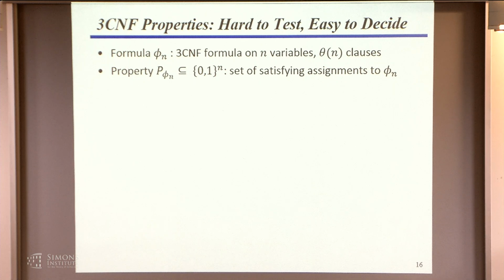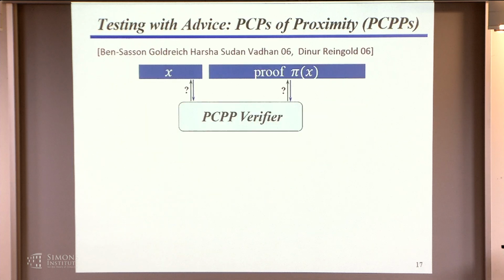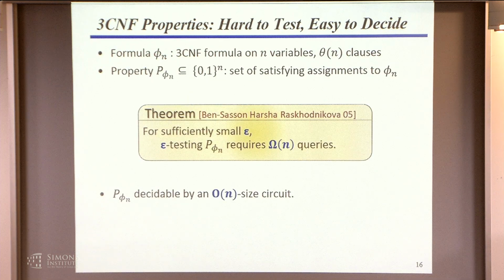It turns out that there is a class of formulas like this, such that epsilon testing this class of formulas requires a linear number of queries, which is as hard as it gets in this sublinear world. However, it's easy to see that if you want to decide exactly whether our input satisfies this formula or not, you can do it in linear time, for any 3CNF formula. And so there is a linear size circuit that decides this property exactly. So this is a special class of properties that we're going to start with.